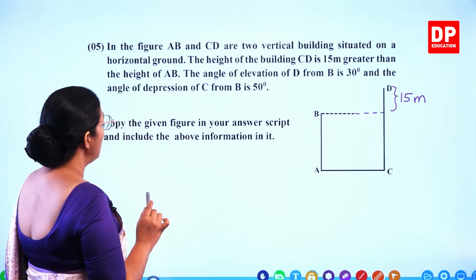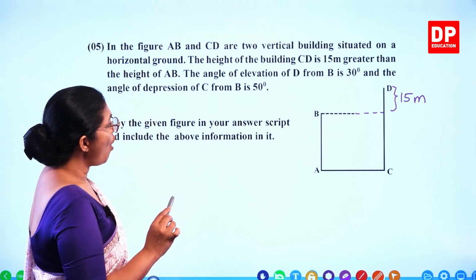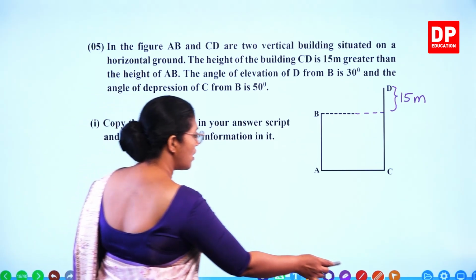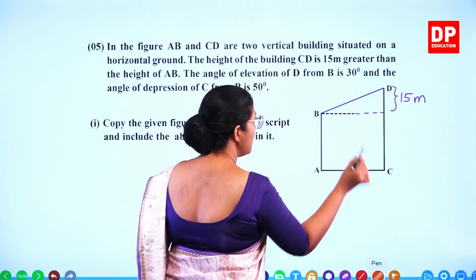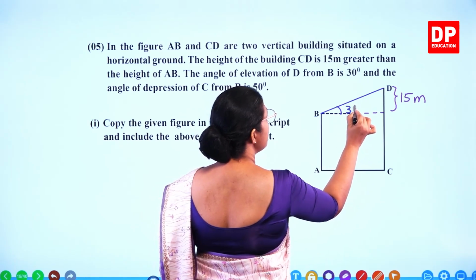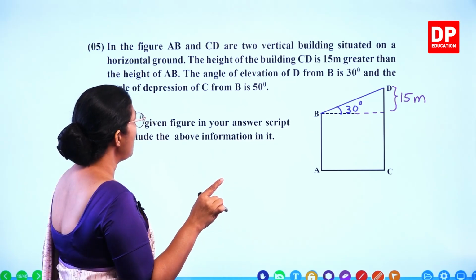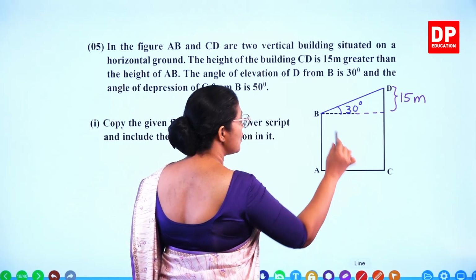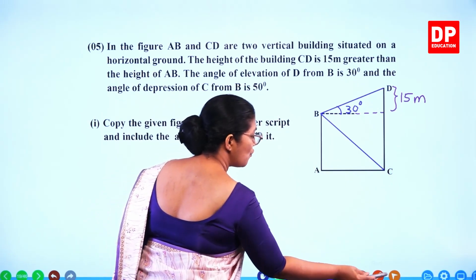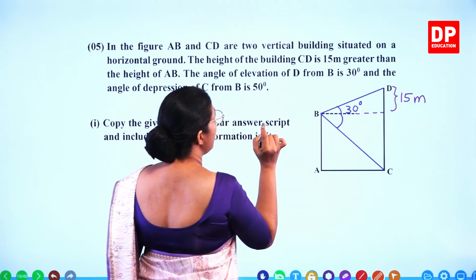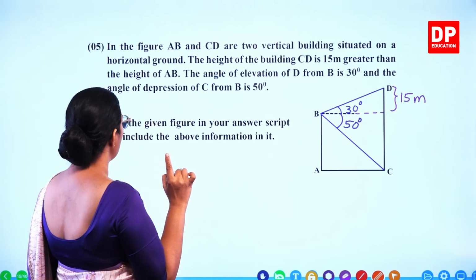Then the angle of elevation of D from B is 30. So when you connect B and D, the angle of elevation is this one. That's 30 degrees given. And the angle of depression of C from B, from the horizontal line, that's given as 50 degrees.